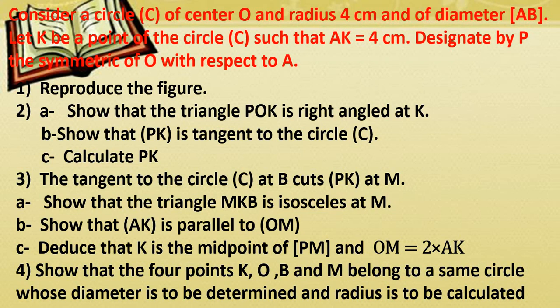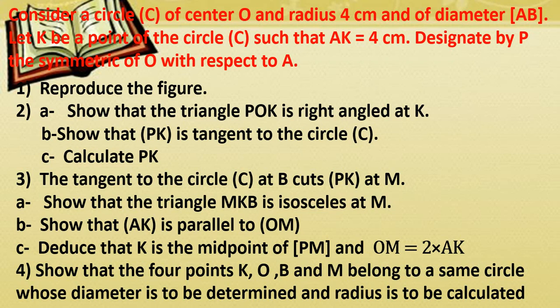2A. Show that the triangle POK is right angled at K. B. Show that PK is tangent to the circle C. C. Calculate PK. 3. The tangent to the circle C at B cuts PK at M. A. Show that the triangle MKB is isosceles at M. B. Show that AK is parallel to OM. C. Deduce that K is the midpoint of PM and OM is equal to 2 times AK.